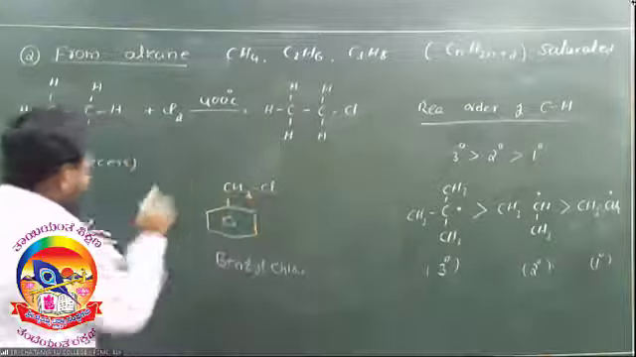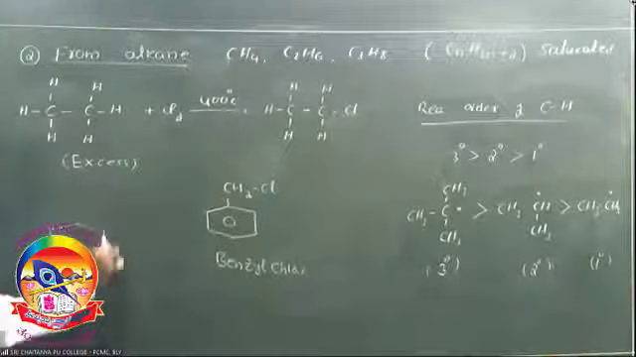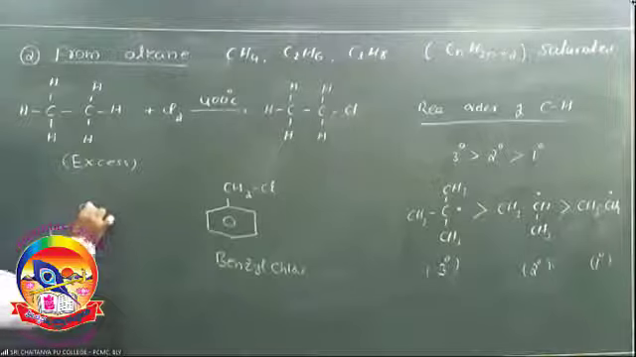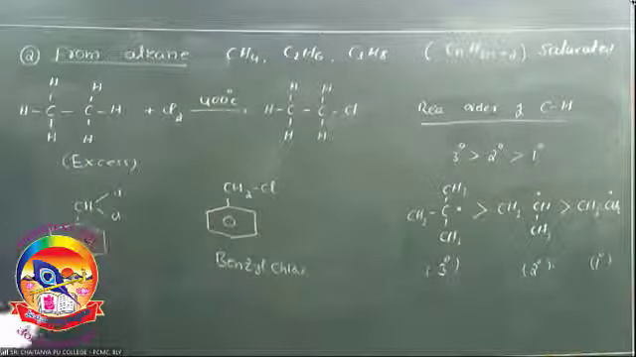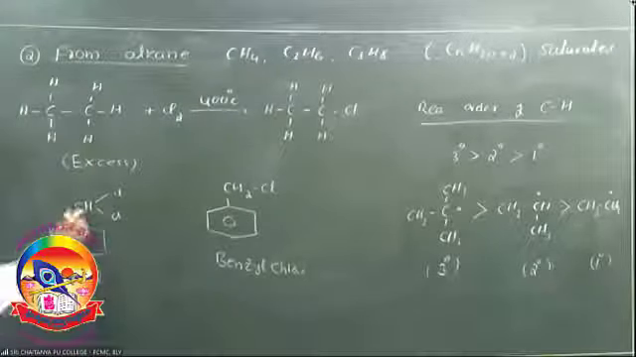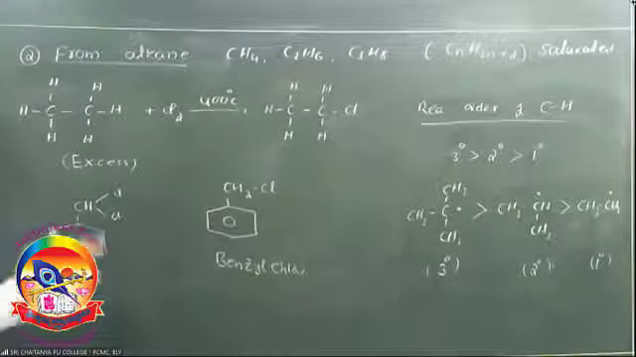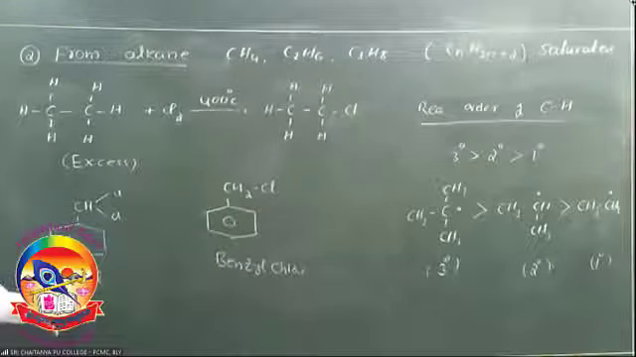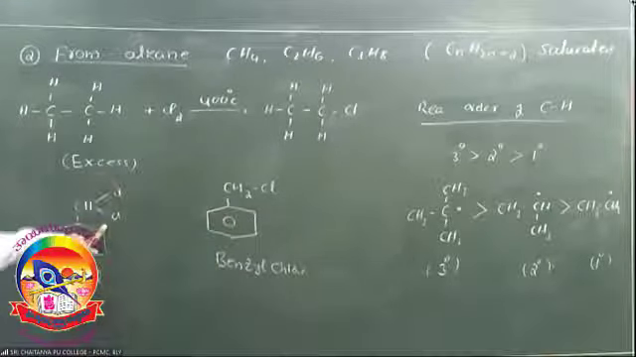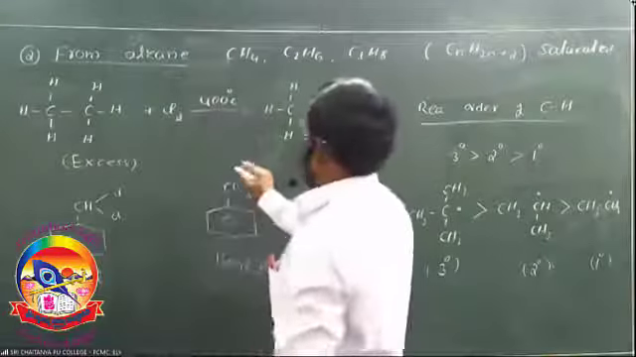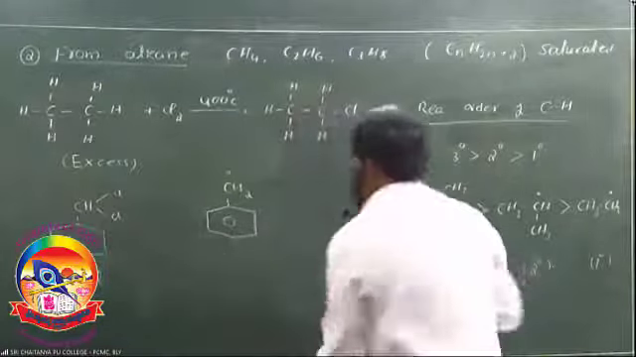If two halogens are substituted, C6H5 CHCl2, it is called benzal chloride. If three hydrogens are replaced, it is called benzotrichloride. So it is a benzyl, and this is a benzyl free radical.